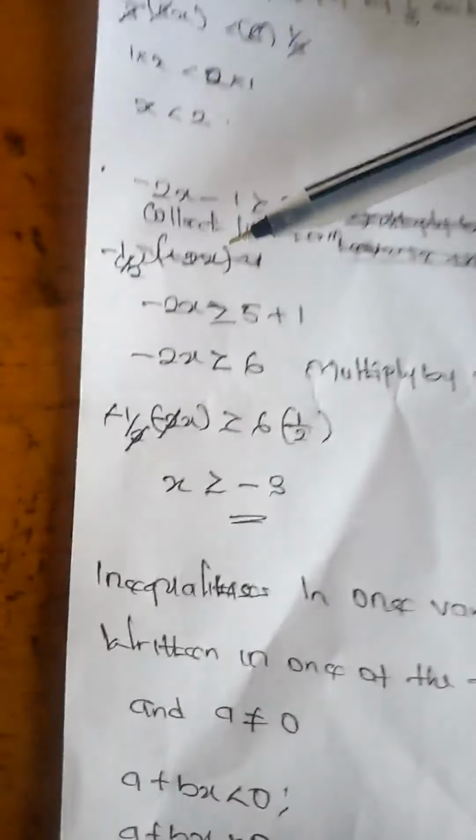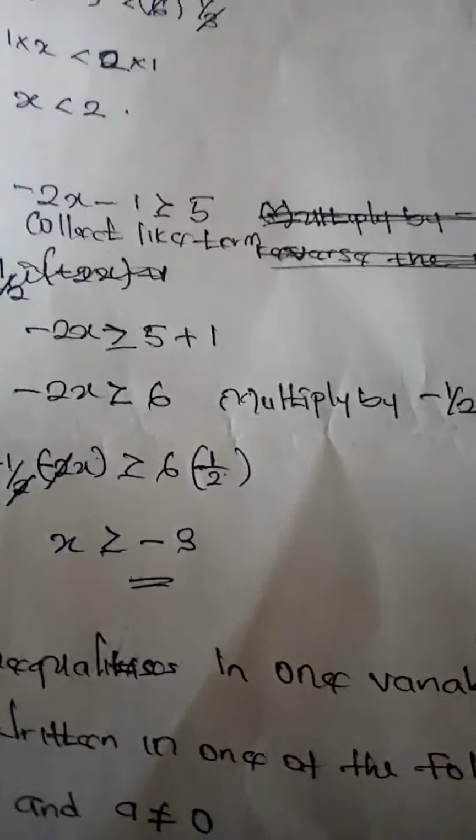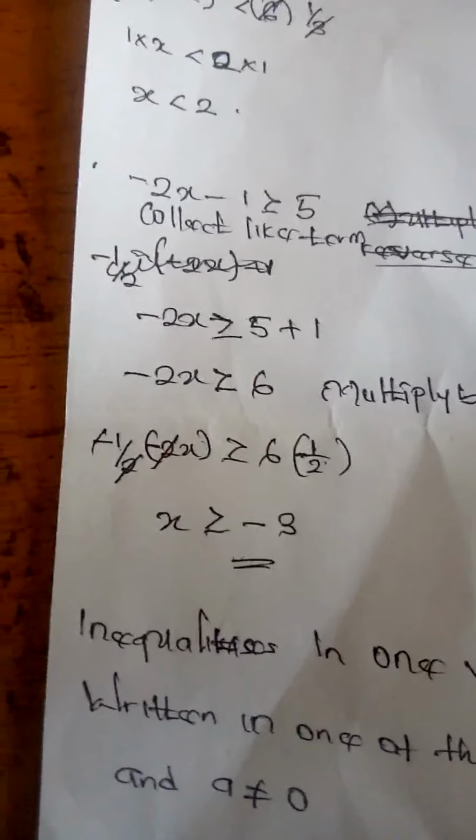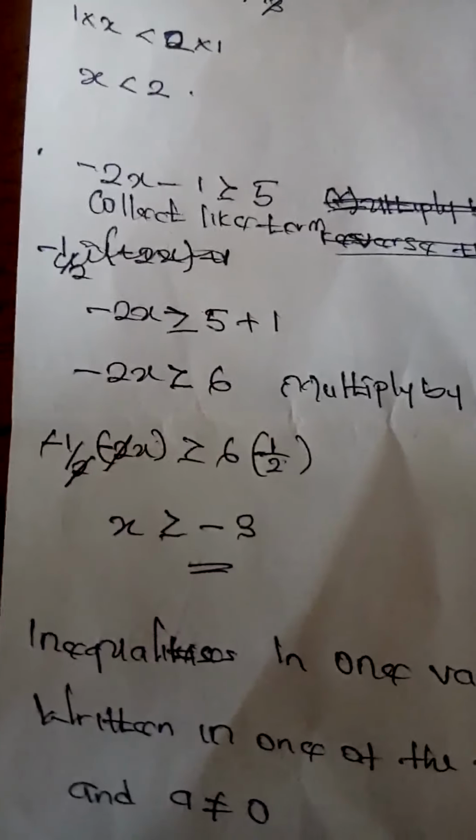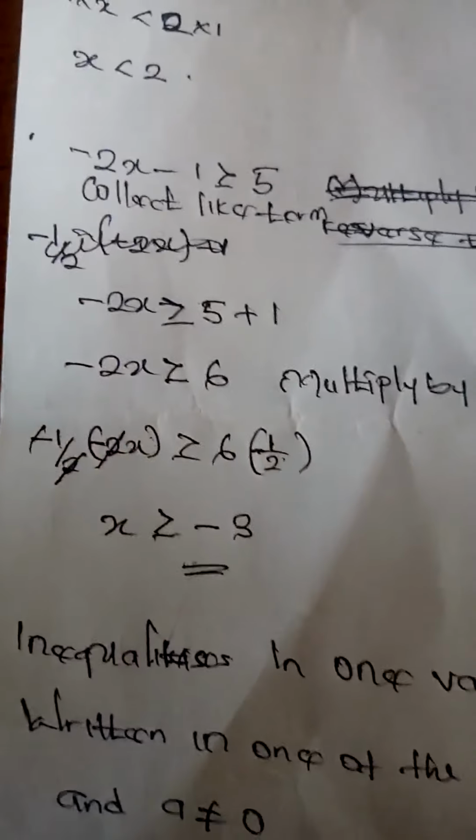We're looking for a way to isolate the x and make x be on its own. That's what we're trying to do. Let me just solve this other one too. This one is -2x minus 1 is greater than or equal to 5.